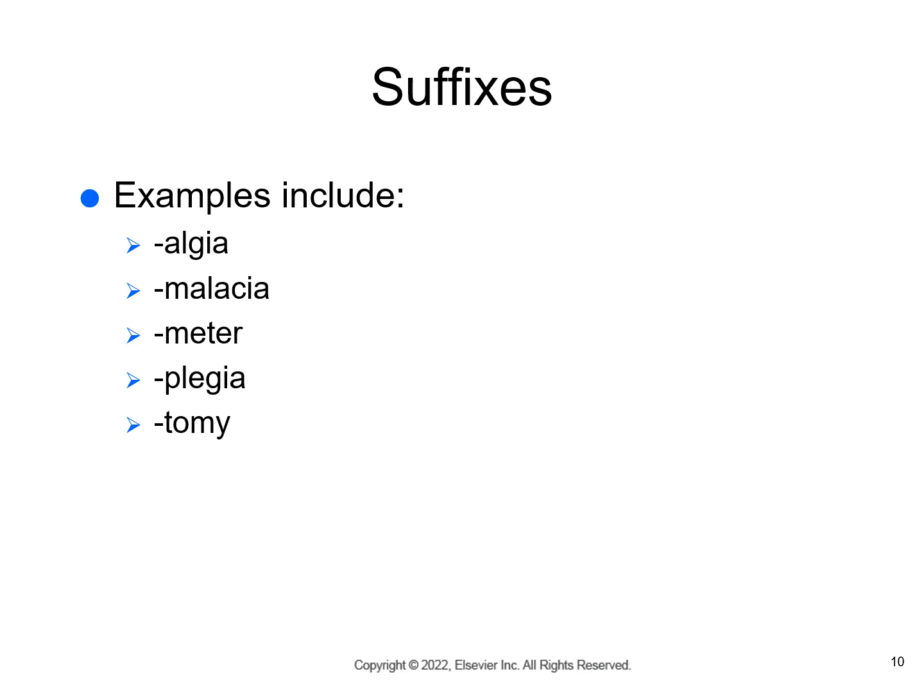Suffixes, we have to begin with algia, and we've had that one before. That means pain. Malacia is softening. Meter, we've seen also. That means instrument used to measure. Plegia is paralysis. And tome means to cut into or incision.